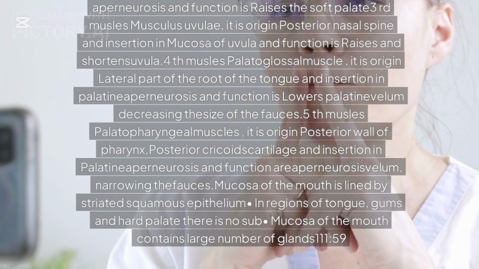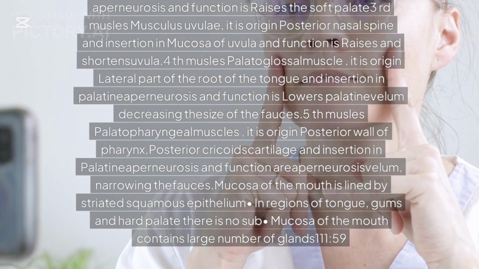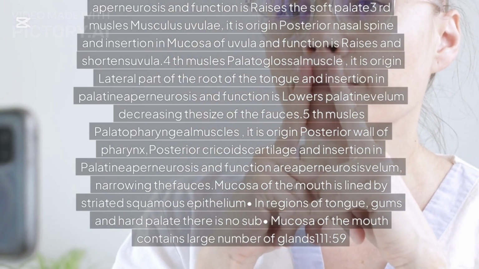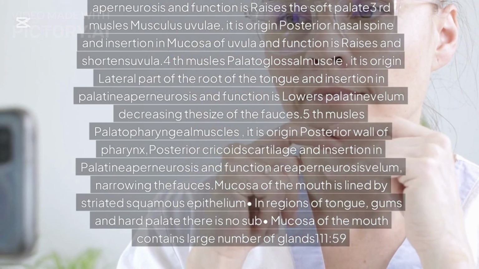Musculus uvulae, its origin is posterior nasal spine, and insertion in mucosa of uvula. And function is: raises and shortens uvula.